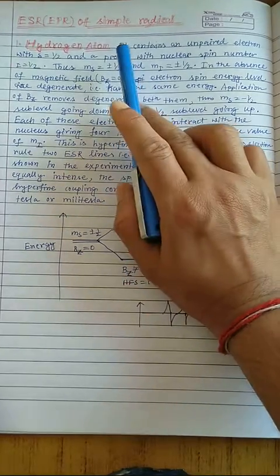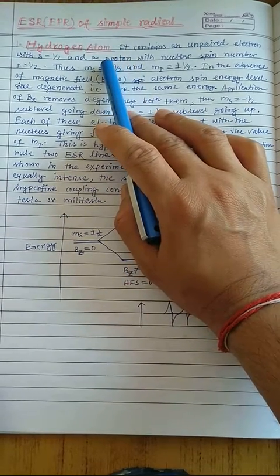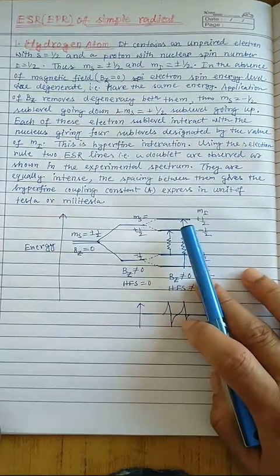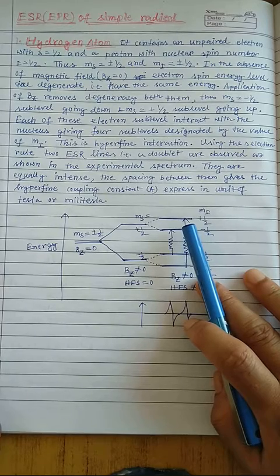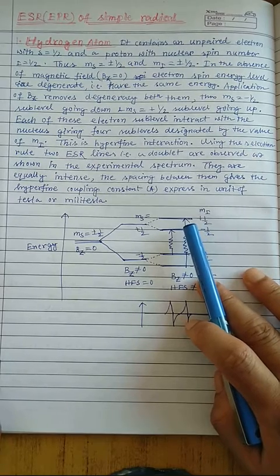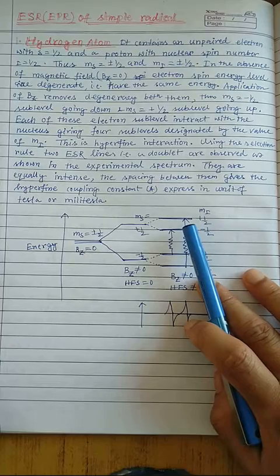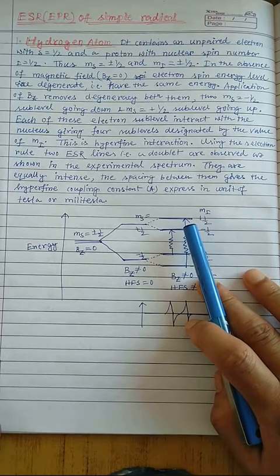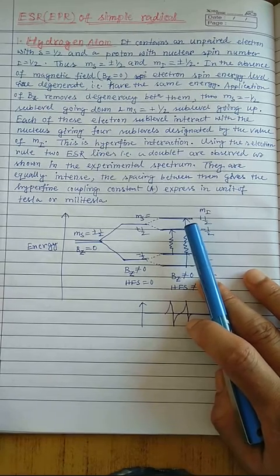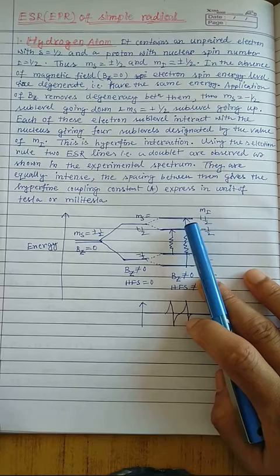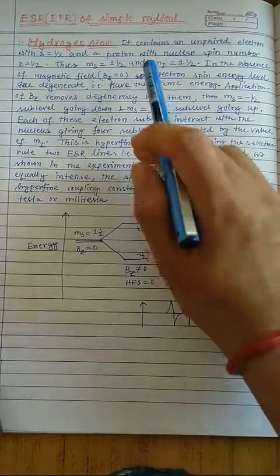The first example that we would like to discuss is the hydrogen atom, and we know that in the hydrogen atom there is a single electron, and in the nucleus only a single proton is present. So definitely they will interact, because we know that both protons and electrons have nuclear and electronic spin quantum numbers, and both of them have a magnetic moment. So definitely they will interact and split the electronic signals.